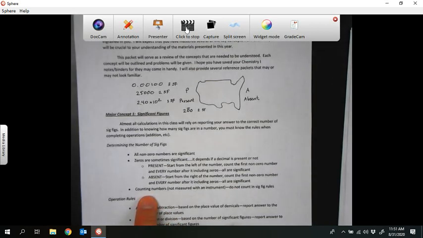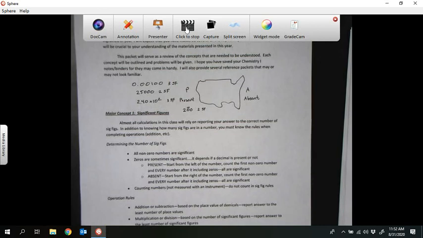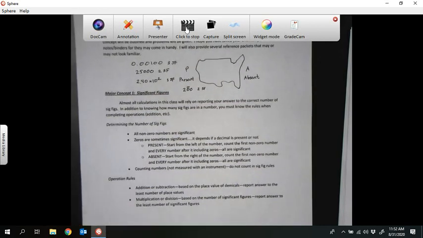Counting numbers, which are numbers that we do not use an instrument to measure. So for instance, if I said that there were 12 learners in the classroom, we don't use significant figures. Nothing occurs with that, so we treat it as an infinite number. So whenever we go to use significant figures, addition or subtraction, it's based on the place value of decimals. So we report our answer to the least number of place values. So if something's to the tens place and something's to the hundreds place, our answer is to the least number, which would be the tens place.